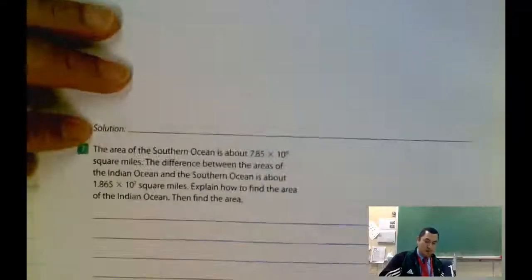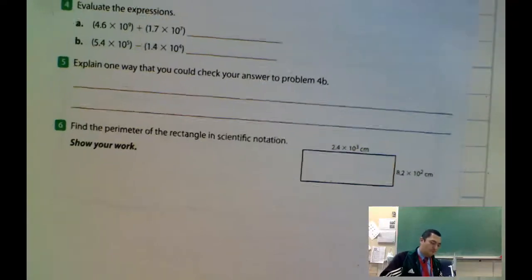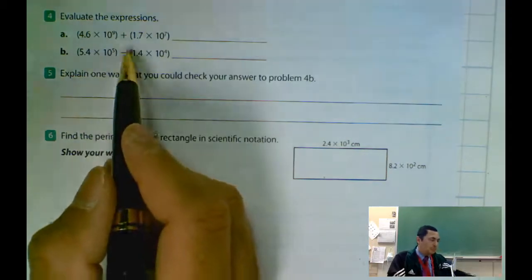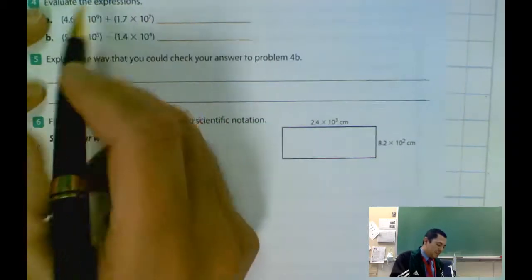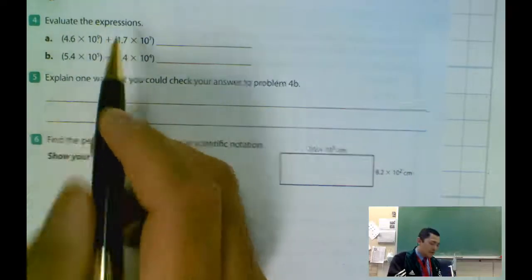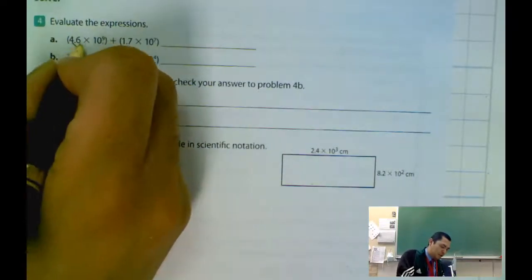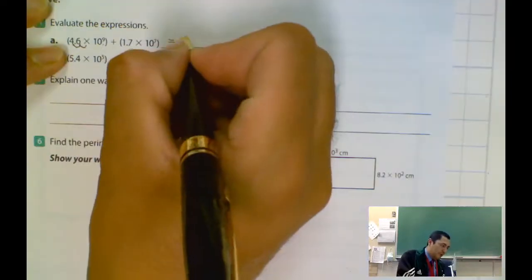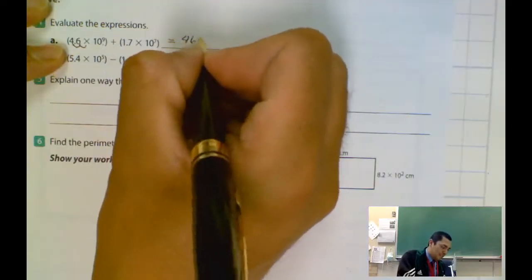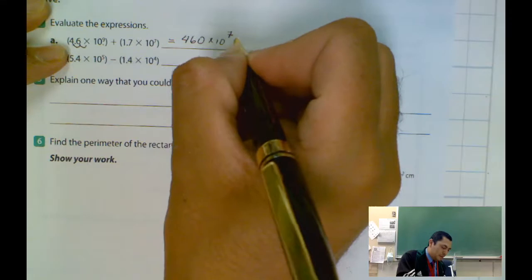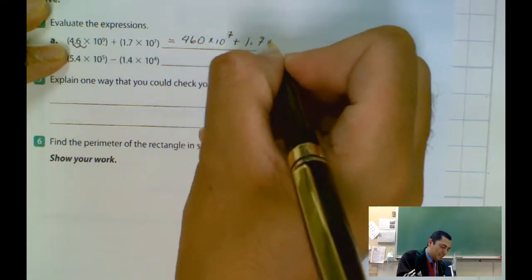Number 4. We're going to evaluate the following expressions. So we have, in this case, this is 9. Okay? Remember that those exponents have to be the same. So I need to move this one 1, 2. Okay? So this is equal to 460, because I moved 2 units, times 10 to the 7 plus 1.7 times 10 to the 7.